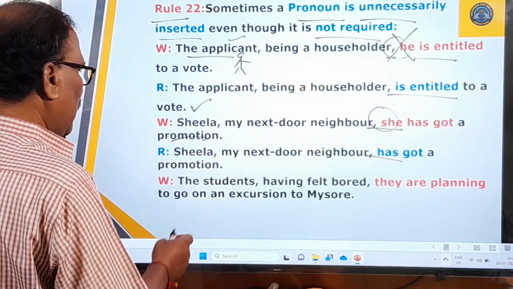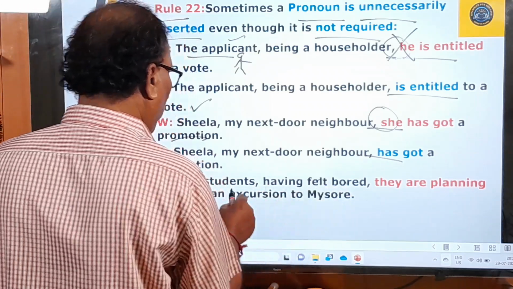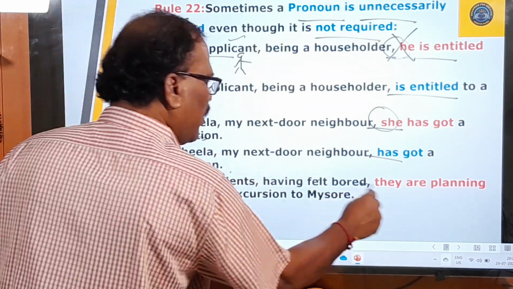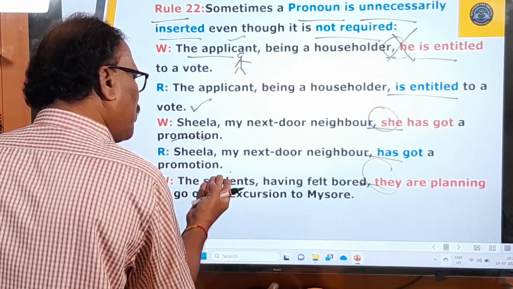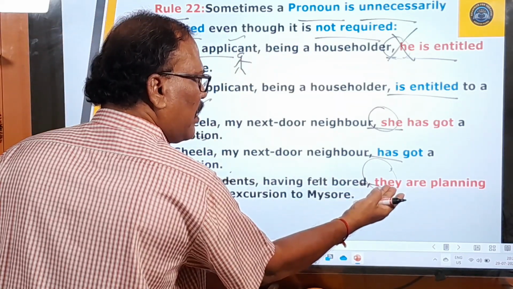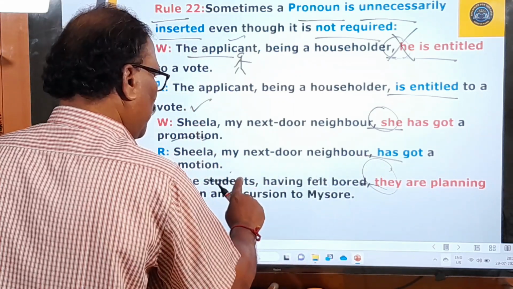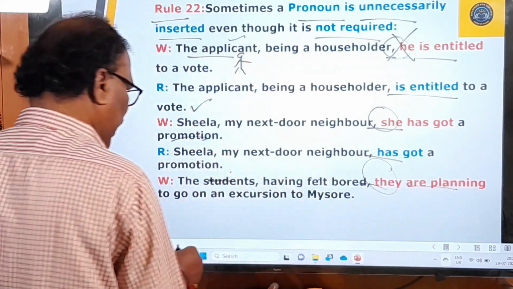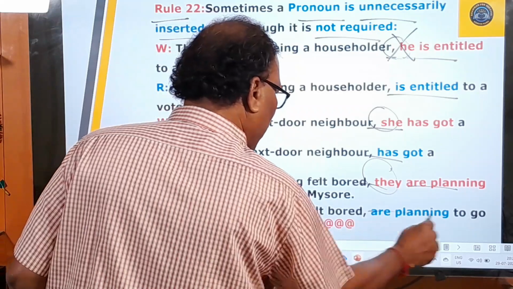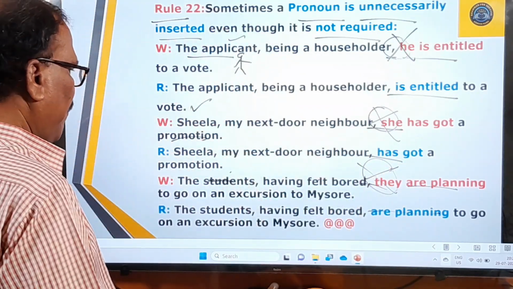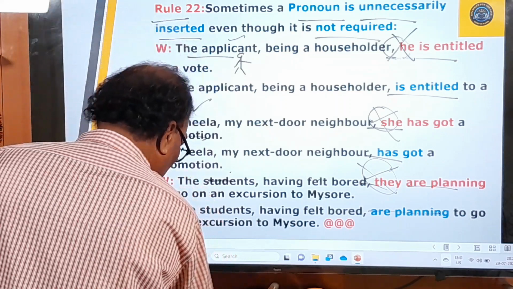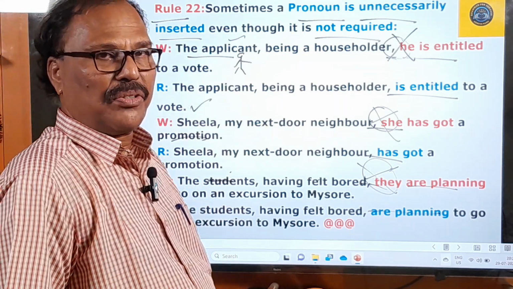And last one is the students having felt bored. You are talking about the students. Again, why do you say, instead of students, you are using they? But already you are talking about students. Why using this pronoun here? They are planning. Why say the students having felt bored are planning? What should be there? The are planning. You have to know. Okay. This unnecessarily you should not use a pronoun.